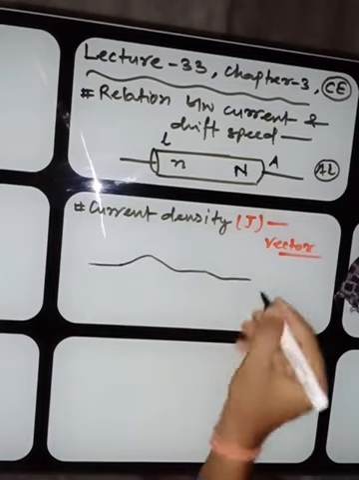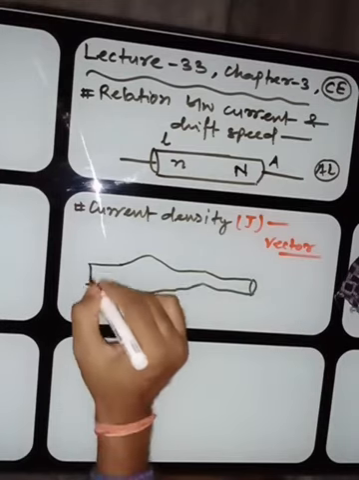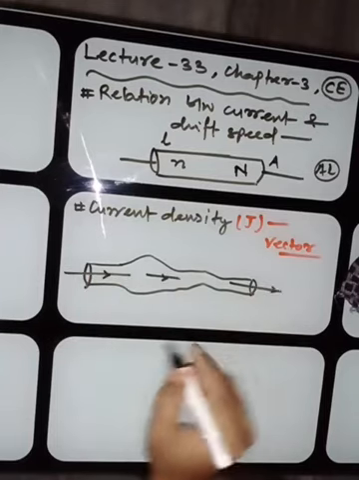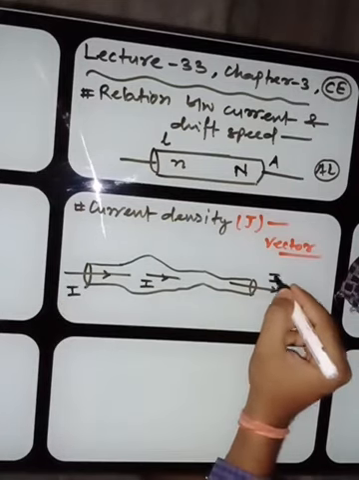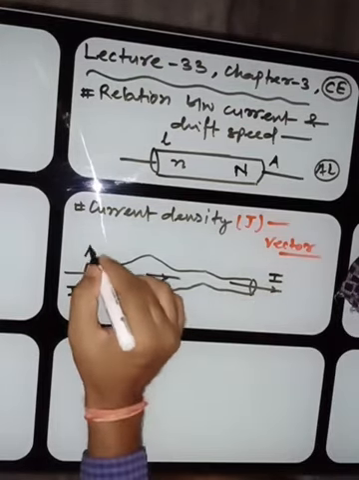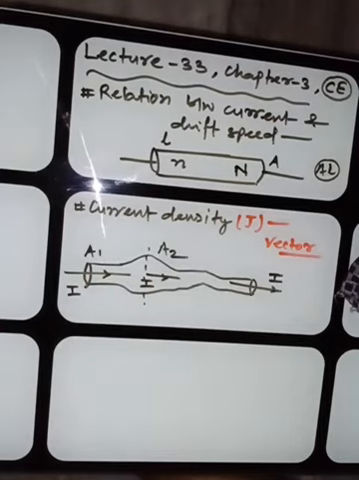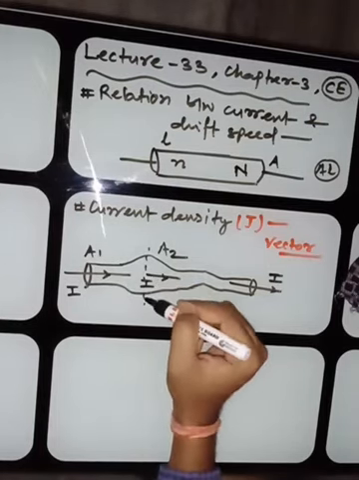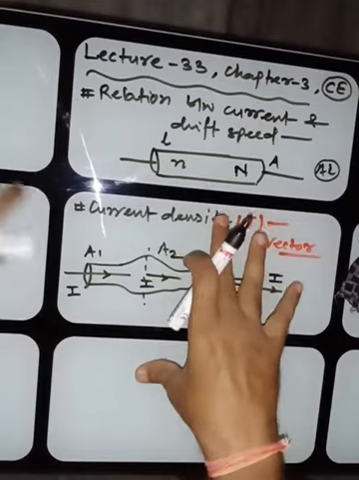Suppose this is the cross-sectional area of any conductor. Now, current starts moving. Current I is flowing. Remember, current will be constant throughout, whatever the dimension here. Suppose the cross-sectional area here is A1, and here it is A2. What will happen? In this cross-sectional area and in that cross-sectional area, the number of charges crossing in a particular time will change.